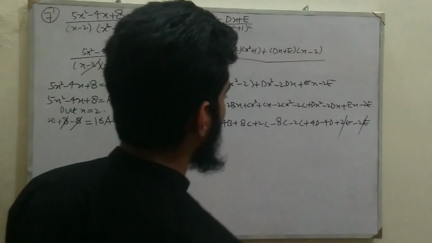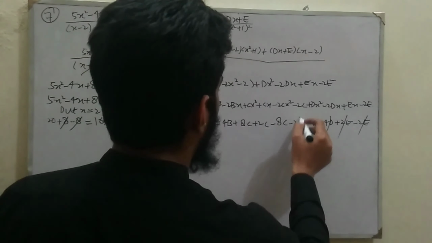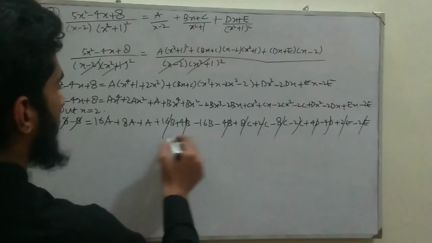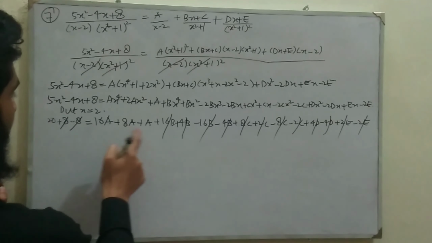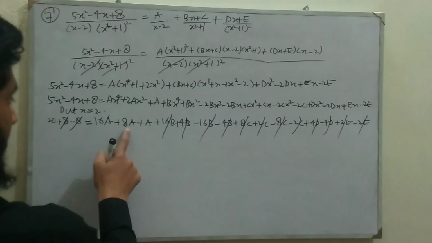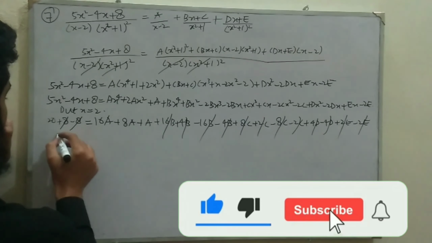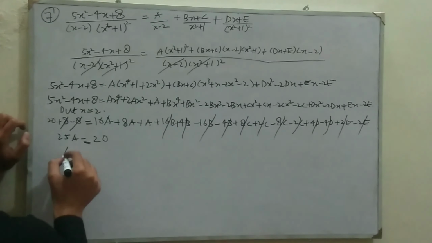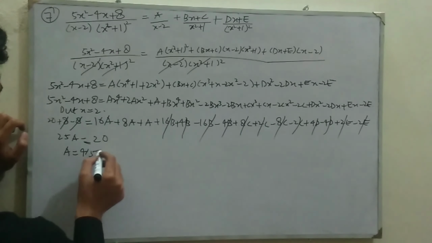So minus 2e plus 2e, minus 4d plus 4d, minus 2c plus 2c, plus 8c minus 8c, 4b minus 4b, 16b minus 16b, 16a plus 8a gives us 24a plus a, 25a is equal to, on this side we are left with 20, so the value of a will be equal to 4 divided by 5.